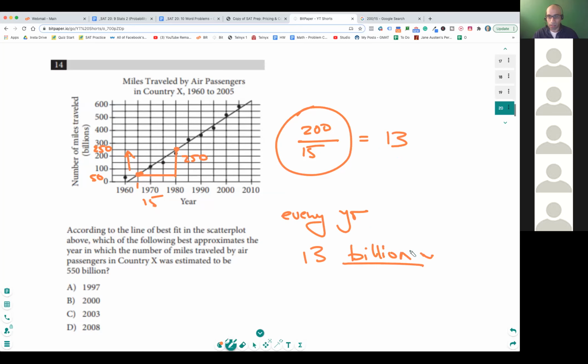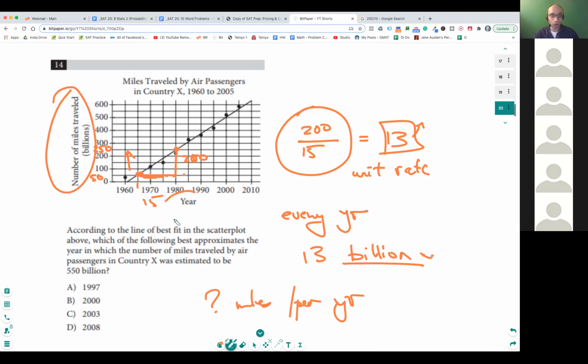13 billion miles. So every single year, it's moving, right? Remember, this 13 is your rise over run, which is 200 over here. This is 200 divided by 15. That's your rise over run, which is 13.33. That's also your unit rate. What does it mean? How many miles per year? Remember that. How many of these per this? Literally, how many miles per year? That's going to be your slope. That's also going to be a unit rate.